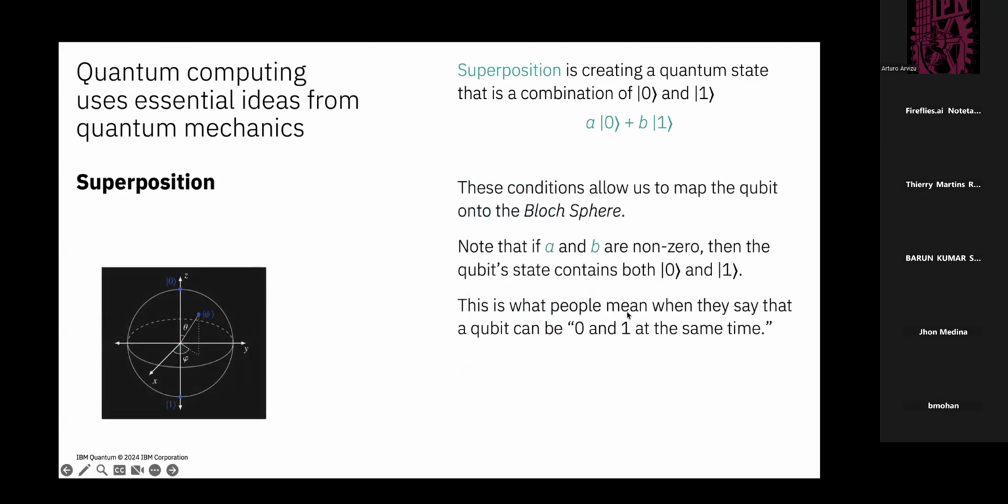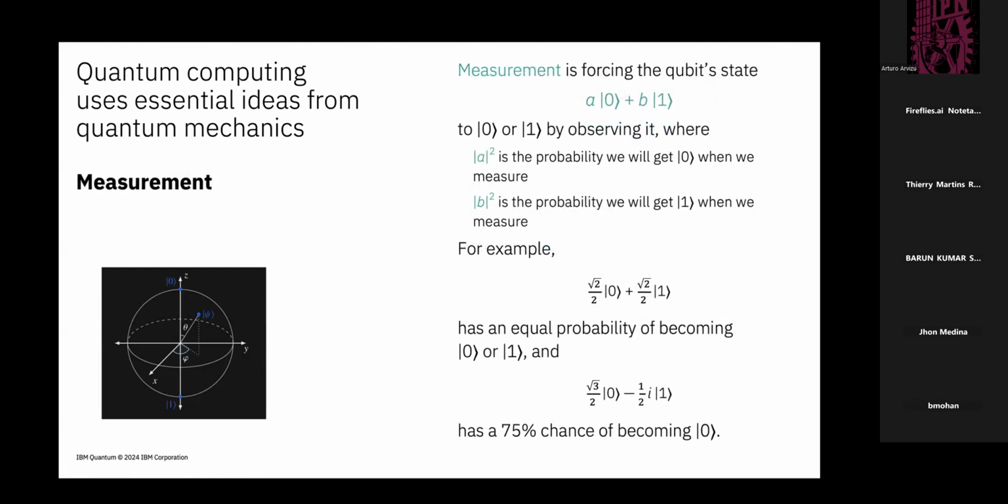And then we represent these states on this thing called the Bloch sphere, which you can kind of think about as like Earth, where zero is the North Pole, one is at the South Pole. And then any point on the equator is going to be a complex superposition of zero and one. And that's what people mean when they say zero and one at the same time. It's actually a linear superposition.